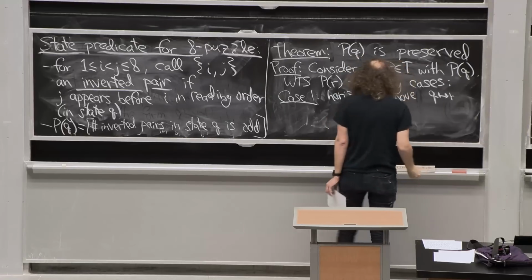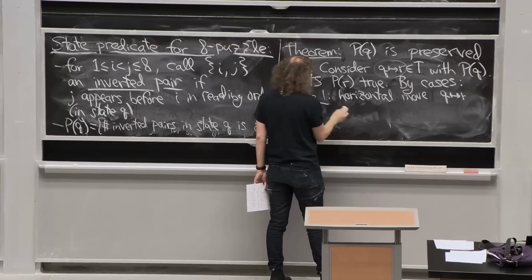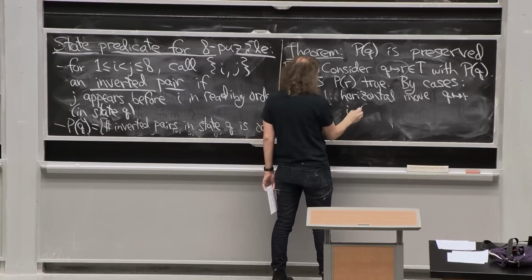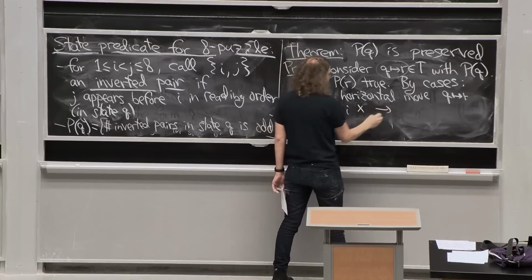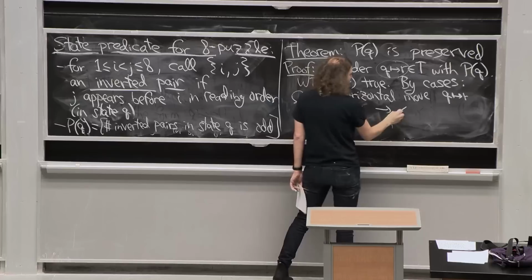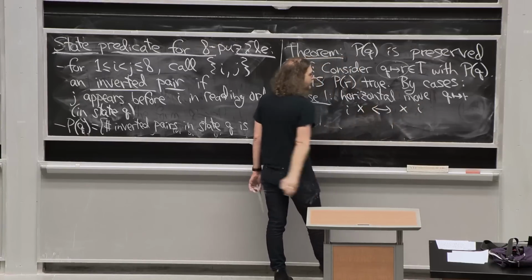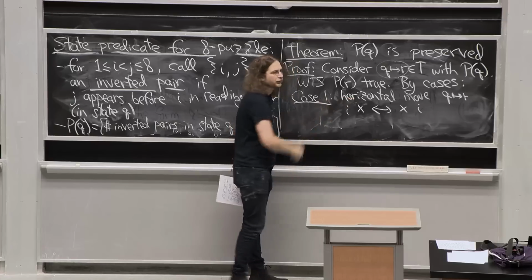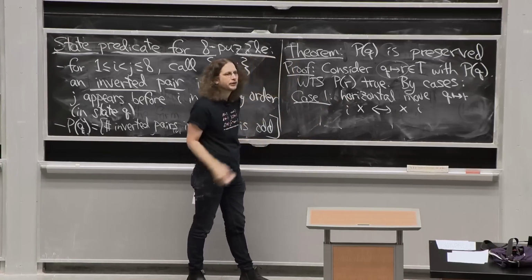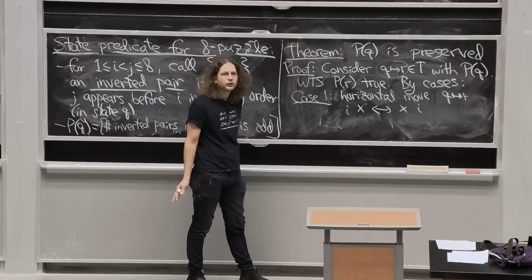Horizontal move. So this is like we take some number I, and next to it there's an x. And maybe if we move to the right, that would be xi. Or if we move to the left, it would be like that. Okay, it's one of those two transitions. X here means the blank. How does that change reading order?